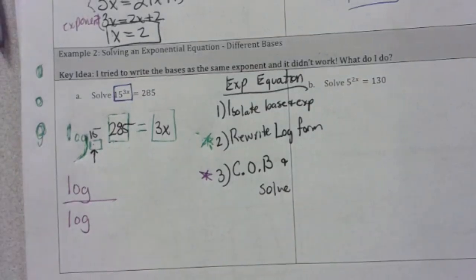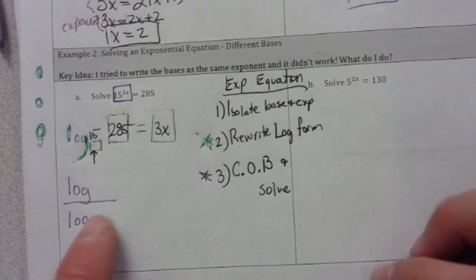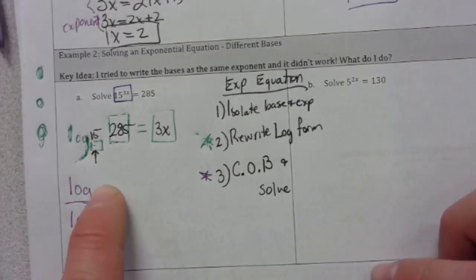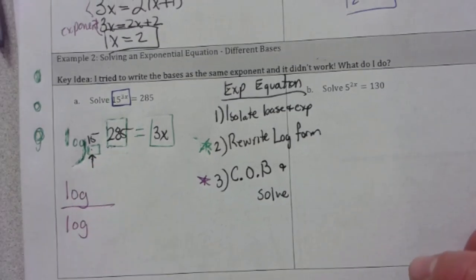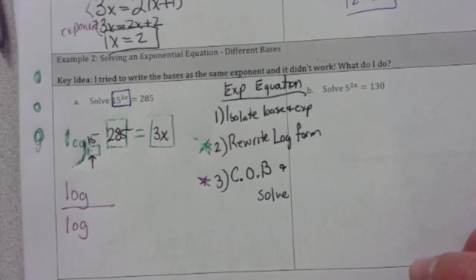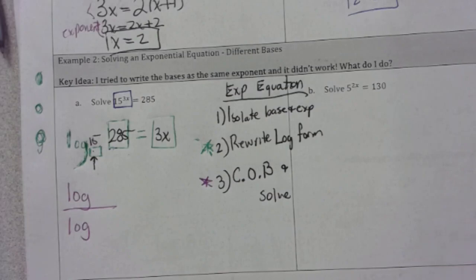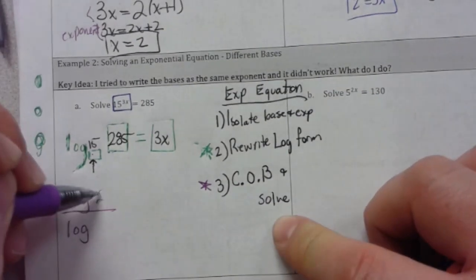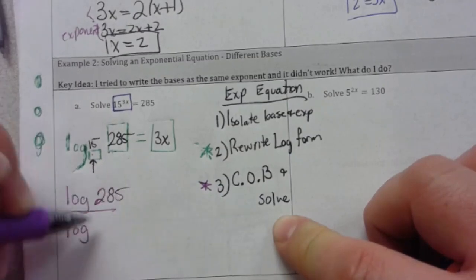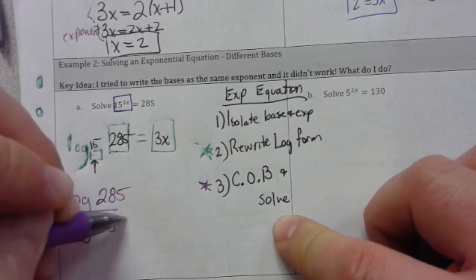Sydney, do you remember? Which one goes on top? Is it the bigger number or the one that's bigger in font size? Bigger in font size. Now in this case it is the same number, right? But yes, it's the one that's bigger in font size. So 285 divided by log of 15.